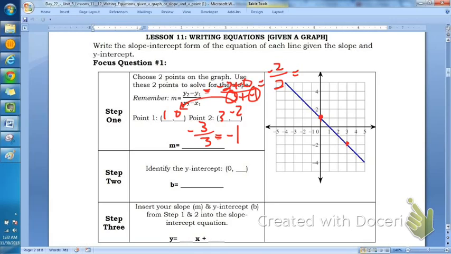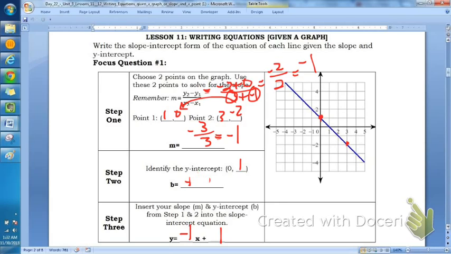A negative over a positive equals a negative. 2 over 2 is 1. So we still got -1. The y-intercept you already have established, that's at 0, 1. So our b value is +1. Now we take those two elements, the slope and the b value from the y-intercept, and we plug it into our equation. So y is equal to mx, m is -1, plus b, or just 1.